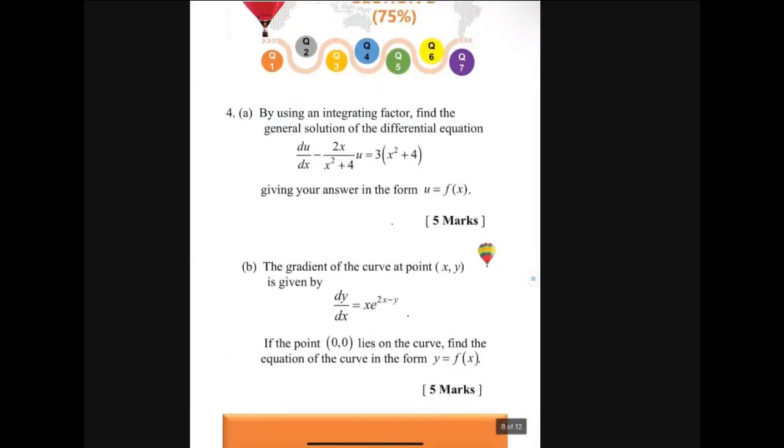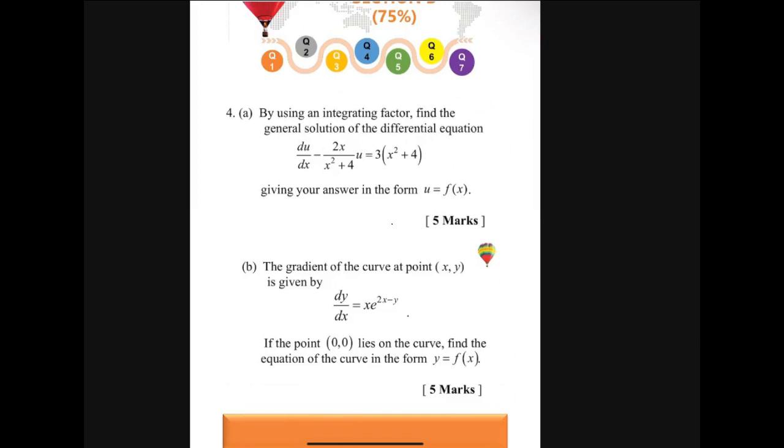Moving on. Question number 4, which covers topic 3: first order differential equations. For this topic, we only have two different techniques. The first one is separable variables, and the second one is integrating factor. I think both techniques will come out in the final exam, so make sure you revise this in detail.